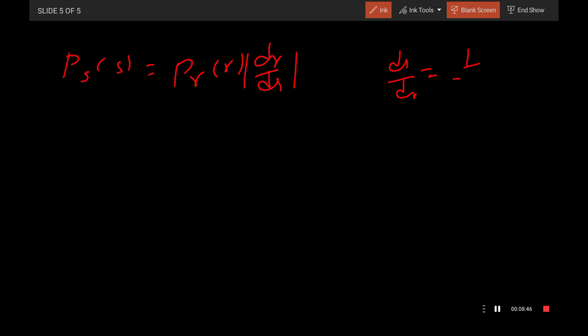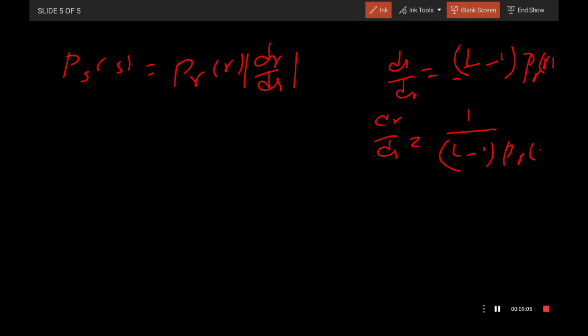So we need PS of S is equal to PR of R into dr by ds. Okay, we know that generally ds by dr is equal to L minus 1 into PR of R, right? So if we reverse this, we get dr by ds is equal to 1 by L minus 1 into PR of R.